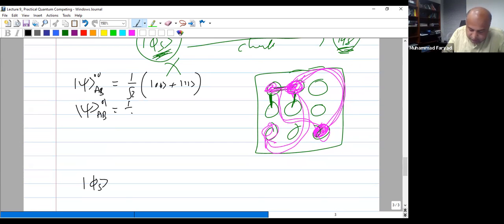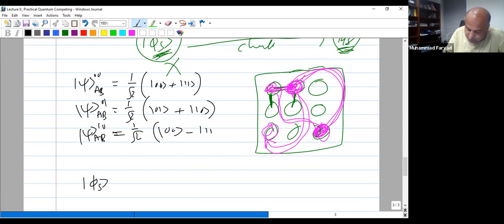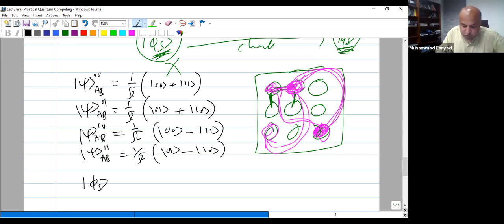0-1 was 0-1 plus 1-0. 1-0 was 0-0 minus 1-1, and 1-1 as 1 over square root 2, 0-1 minus 1-0. So let's say there are two qubits that share this Bell state.